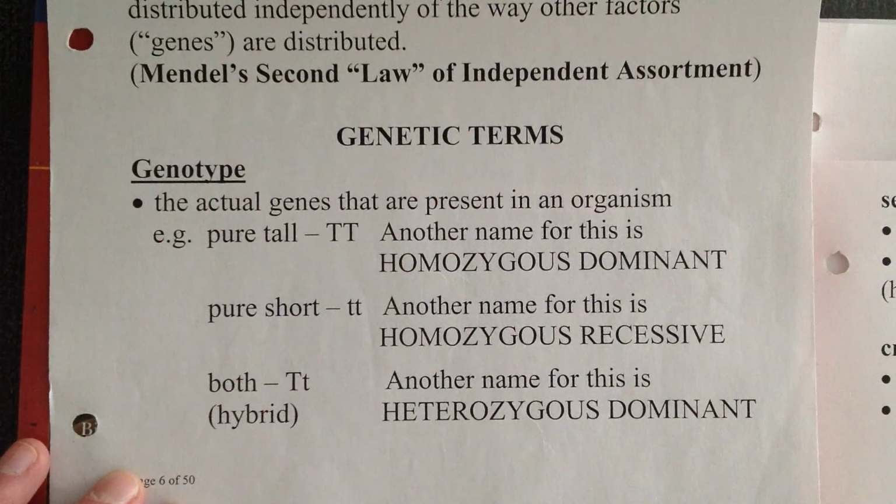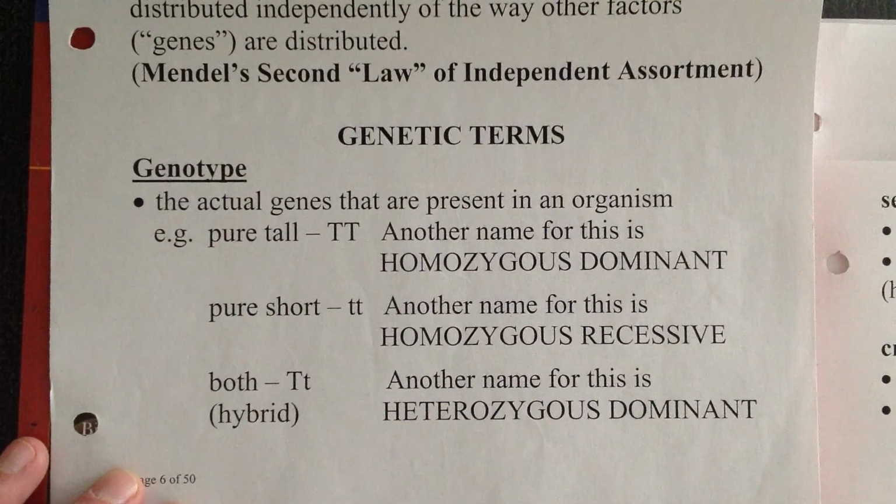So genotype, like the name indicates, is the actual set of genes that are together in these pairs inside of your body, okay, or on your chromosomes. So there are 3 types of combinations if we keep it as simple as possible, okay?